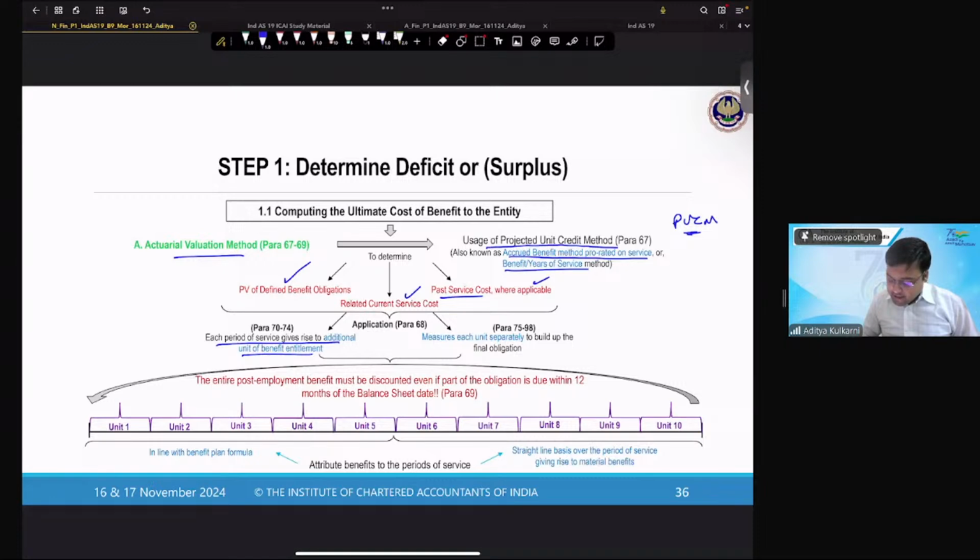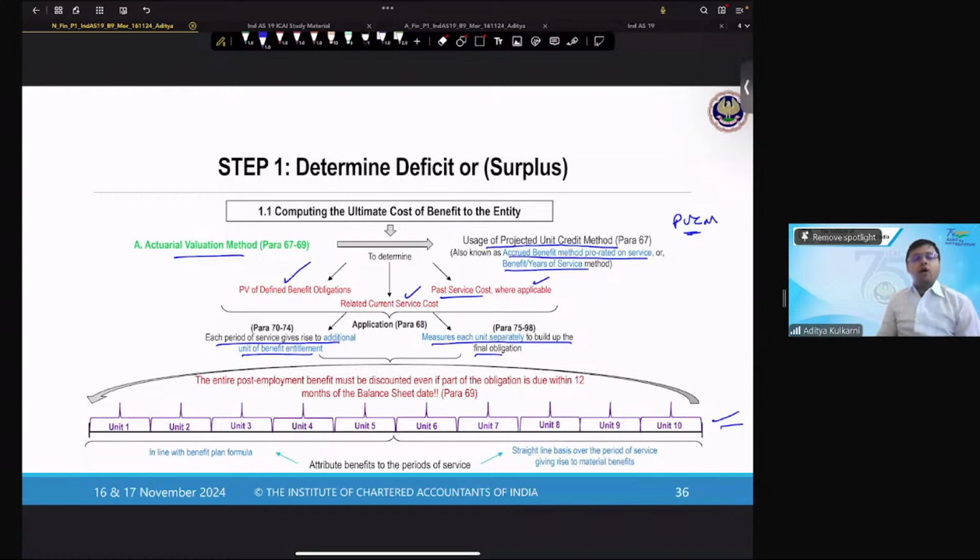And it measures each unit separately to build up the final obligation. Obviously, we are measuring each unit separately, applying the discounting factor only to that unit, and then accruing the interest on the opening balances. So each unit is measured separately. Are you able to understand? Yes. So suppose I have 10 years. Then each year will become one unit. Then I will have to do a discounting to the present. Yes, discounting to the present value. Are we able to understand? Yes.